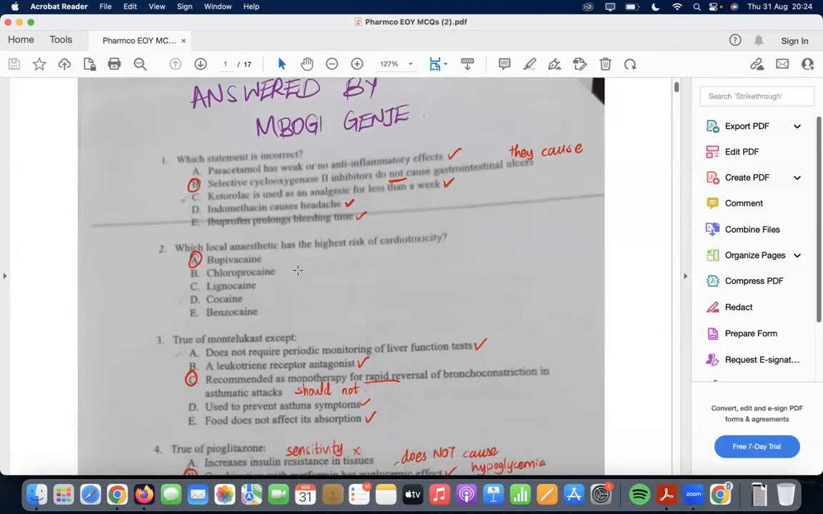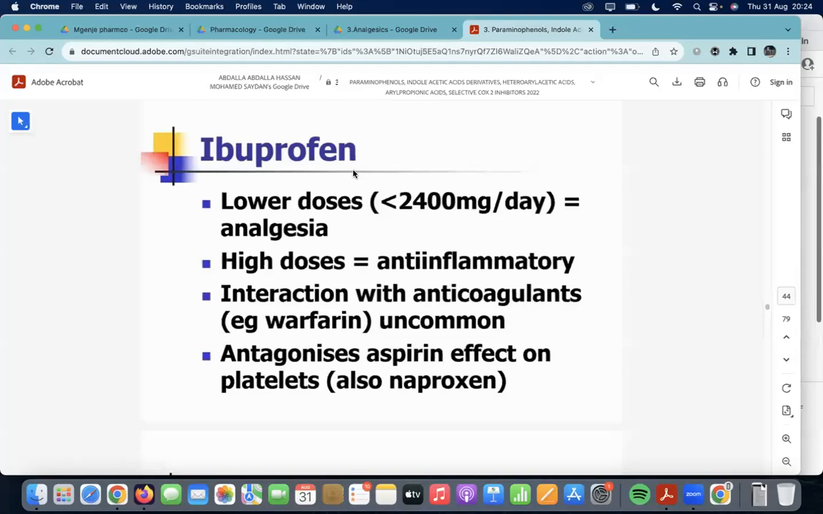Which local anesthetic has the highest risk of cardiotoxicity? So this question, you can find it in the topic of local anesthetics.